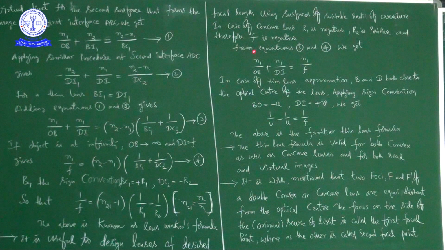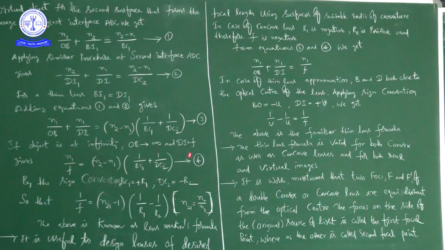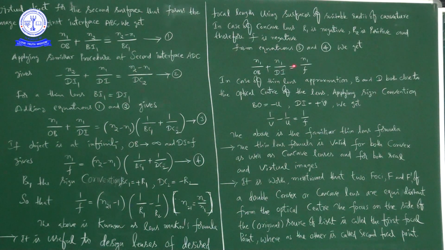So what can we say here from equations 3 and 4? See this: N1 by OB plus N1 by DI is equal to N1 by F. This is equation number 3, and that is equation number 4. The right hand side is the same, so mathematically you can equate the left hand sides. So N1 by F is equal to N1 by OB plus N1 by DI. Is it okay?